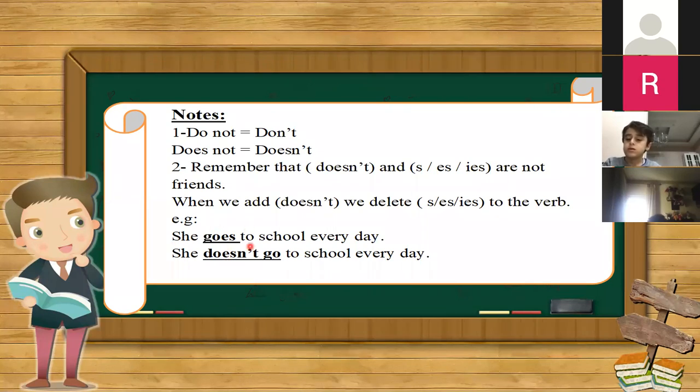Again, look here, Talia, at these two examples, please. She goes to school every day. Look at the verb goes here. What can you find? What do we add to the verb? We add what at the end of the verb? We add what, Talia? Quickly. We add es to the verb, okay? Here we add es to the verb go, okay?